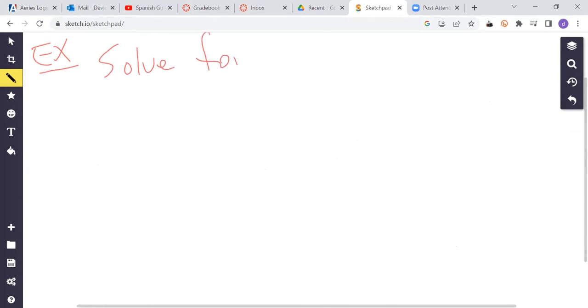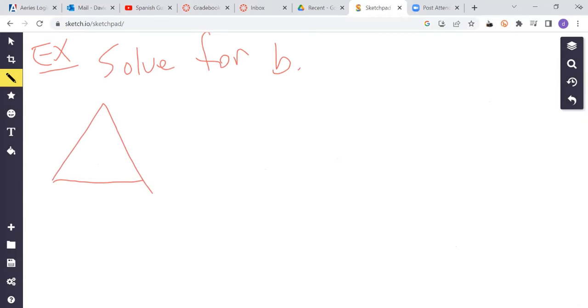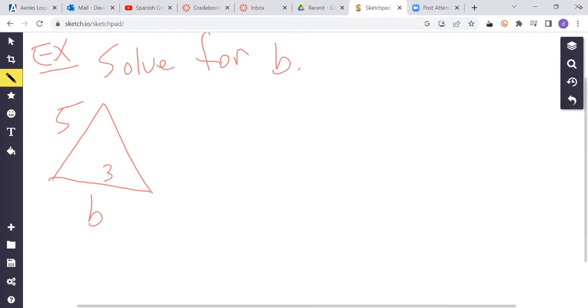So an example, let's say solve for, let's just keep A, B, and C. Let's solve for little b. And here's what you're given. You're given a triangle like this. Let's say that this is like 5. Let's say that this is little b. And let's say that this is 33 degrees. And let's say this is like 40 degrees. Just making this up here.